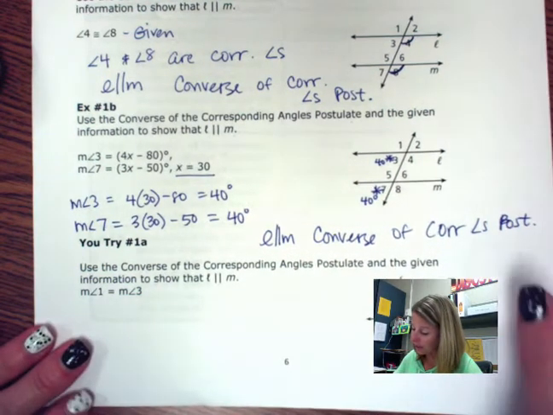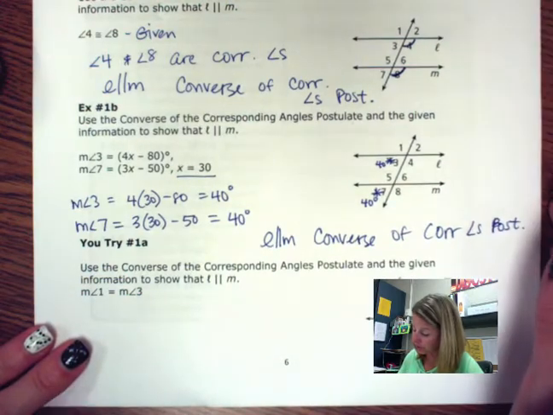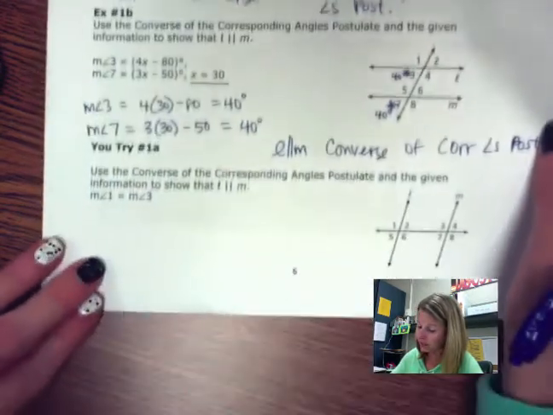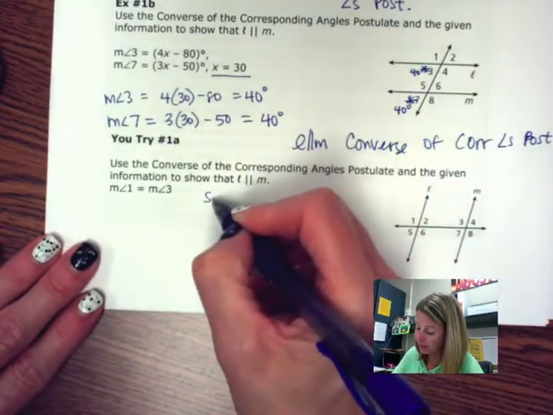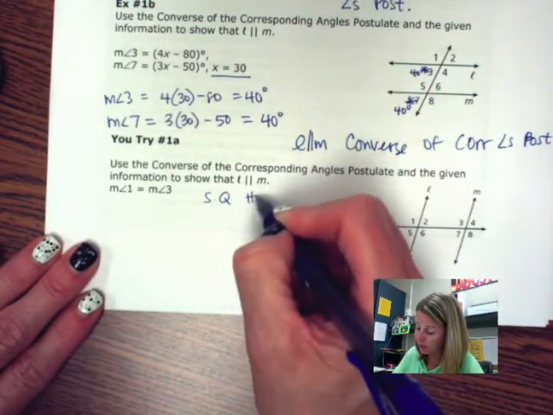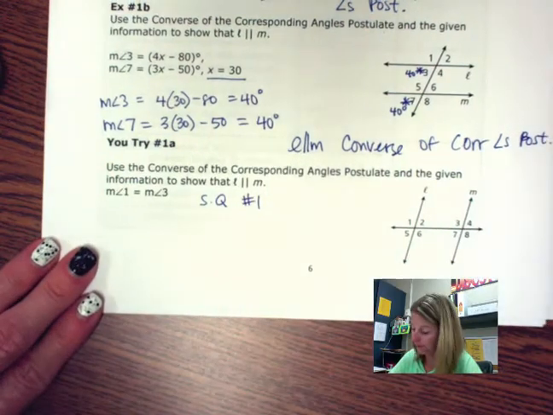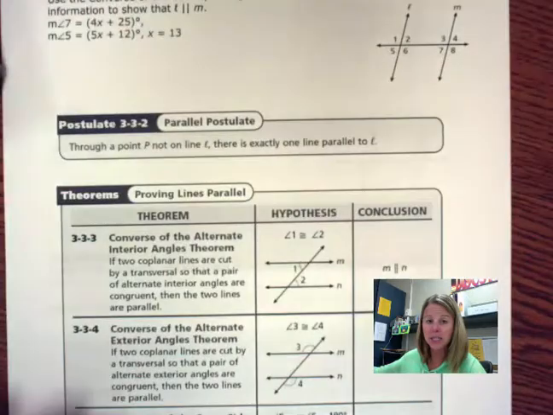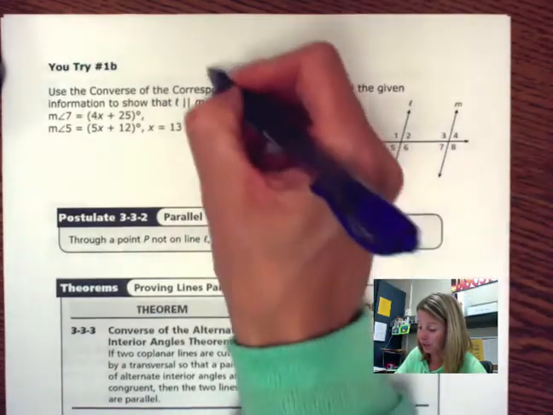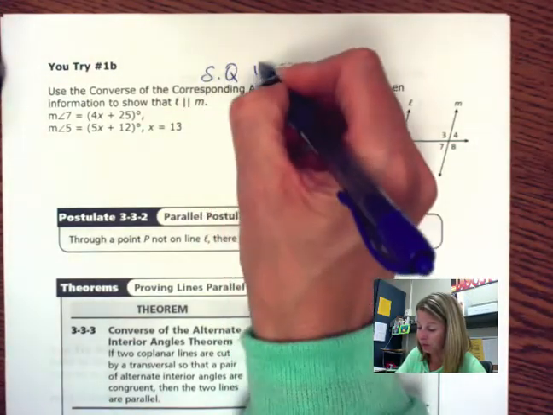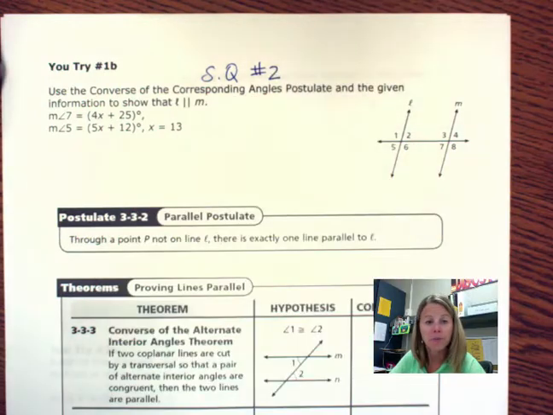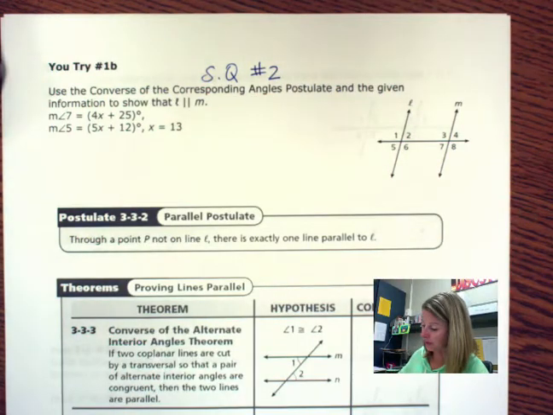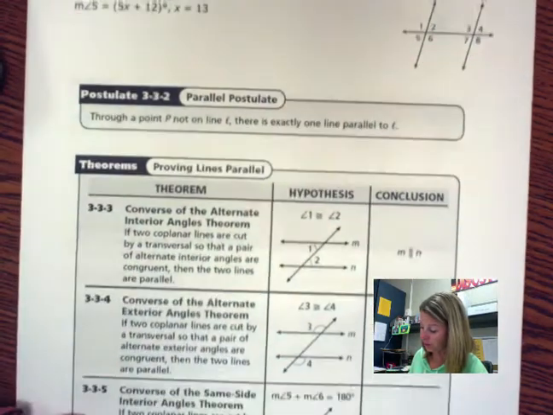I would like for you to go ahead and do 1A as secret question number 1. And then I'd like you to do 1B on the next page as secret question number 2. If you need to pause the video, you can finish those out.